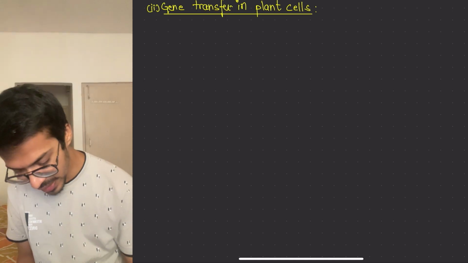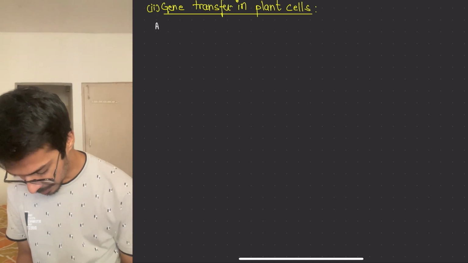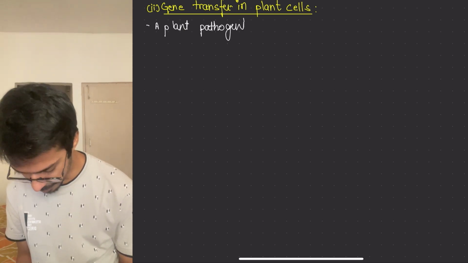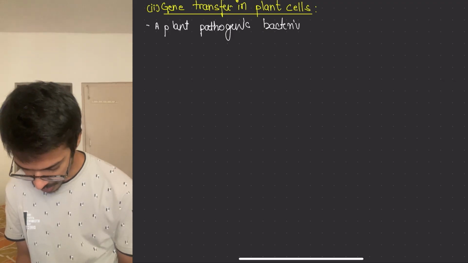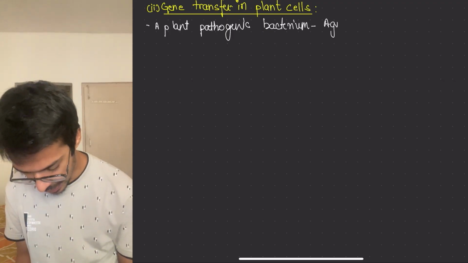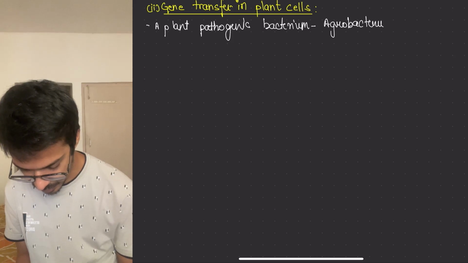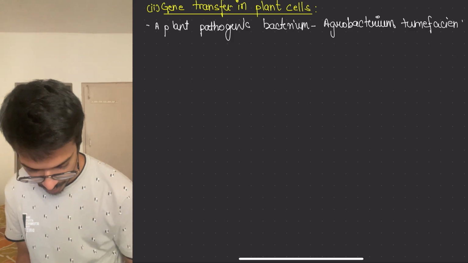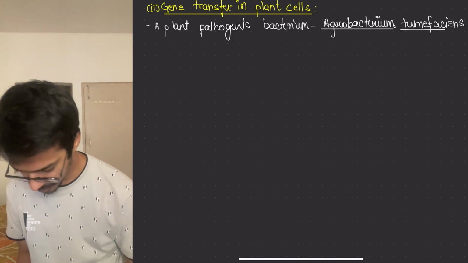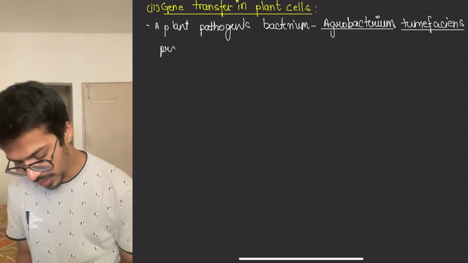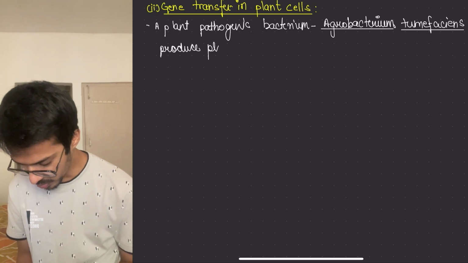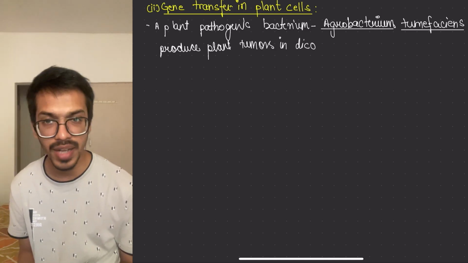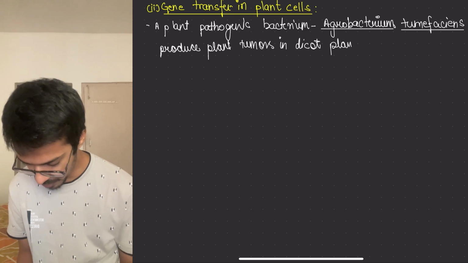Okay. So in plants, what happened? A plant pathogenic bacterium, the name is what? Agrobacterium tumefaciens. Agrobacterium tumefaciens produces, what does it produce? It produces plant tumor in dicot plants. So it is specific to the dicot plants only. Okay, dicot plants.